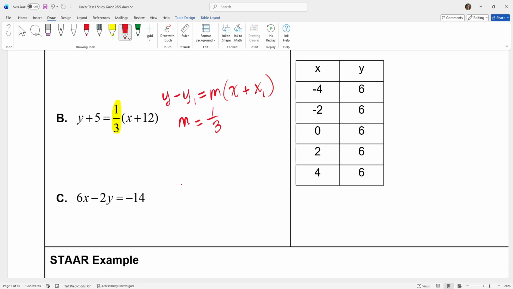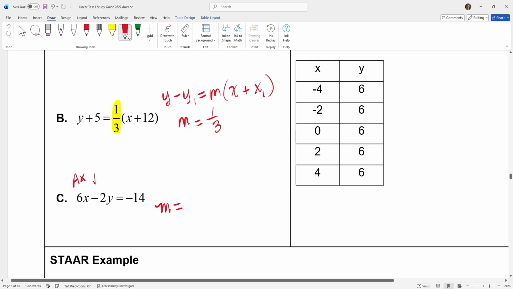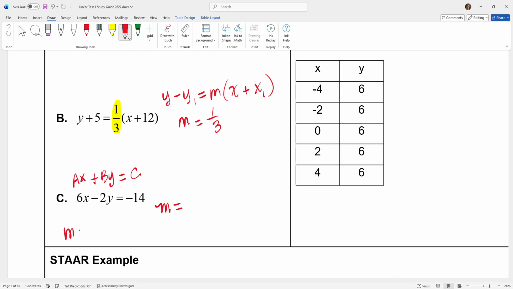All right, C is the one that is more challenging because in order to identify our slope, the easiest way to do this is to think of this as standard form. So Ax plus By equals C. Your slope when it's in this form is negative A over B. Since your A is positive here, that becomes negative 6. Your B is negative, so that becomes negative 2.